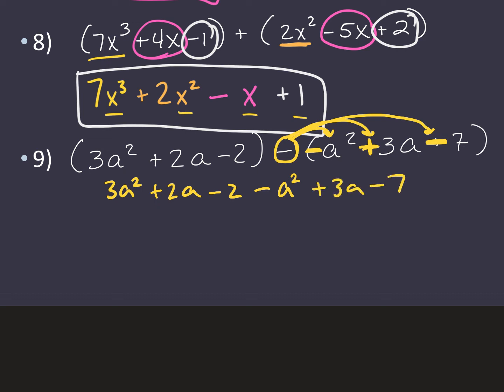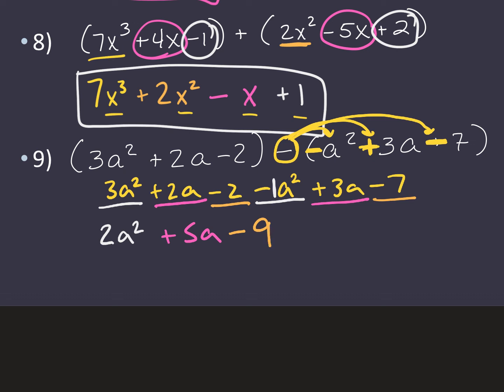And now we can combine our like terms. So I have 3a squared minus a squared. So this is implied that there's a 1 in front of it. So 3 minus 1 would be 2a squared. Next we have 2a plus 3a, so this would be 5a. And then lastly I have negative 2 minus 7. So when you have two negative numbers, you add them together and keep it negative, so negative 9.